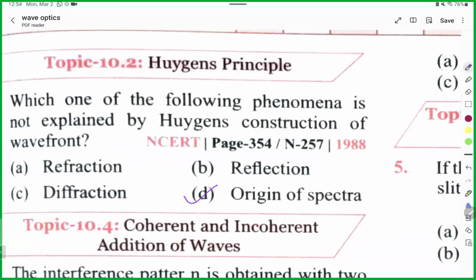It will be D. Because in this chapter we study interference, YDSE, and diffraction. So these are explained by the wave nature; reflection and diffraction were in the topic. Both explain wave nature. Origin of spectrum was not given in the notes.